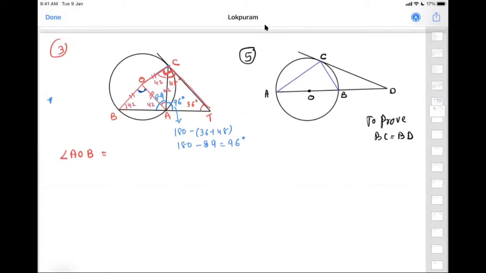So angle AOB is equal to 180 minus 84, which is equal to 96 degrees. Now what doubt do you have in this? Tell me.